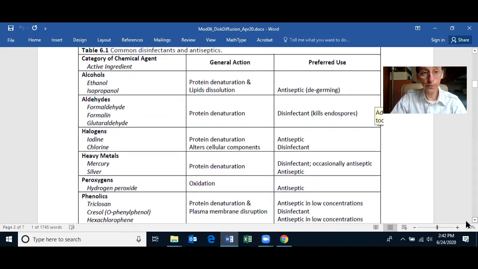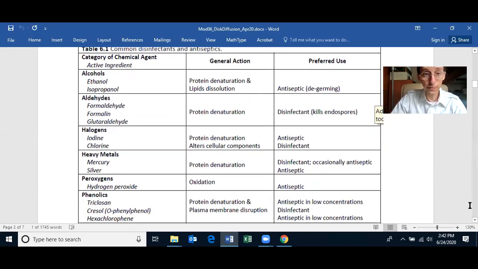So you should refer to this table. I'm not going to ask you to memorize it, but there are different agents, the chemical agents, alcohol like ethanol and isopropanol. They denature proteins and dissolve lipids, and we call them an antiseptic or a degerming agent because they're not real good at killing, but they're okay, and we use them on the skin to degerm a region where you're going to stab a needle into a patient, but it's not really a strong killer, isopropanol and ethanol.